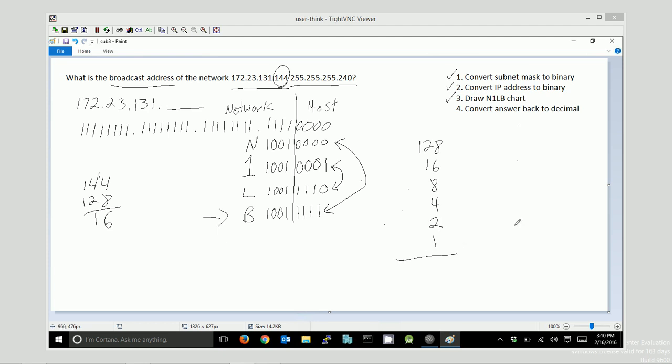So let's find my tens. There's a 10 there, so I can carry 2, and I've got 9 left over. 2, 2, and 1 is 5, and 1 there. So the broadcast address of the network 172.23.131.144 is 159.